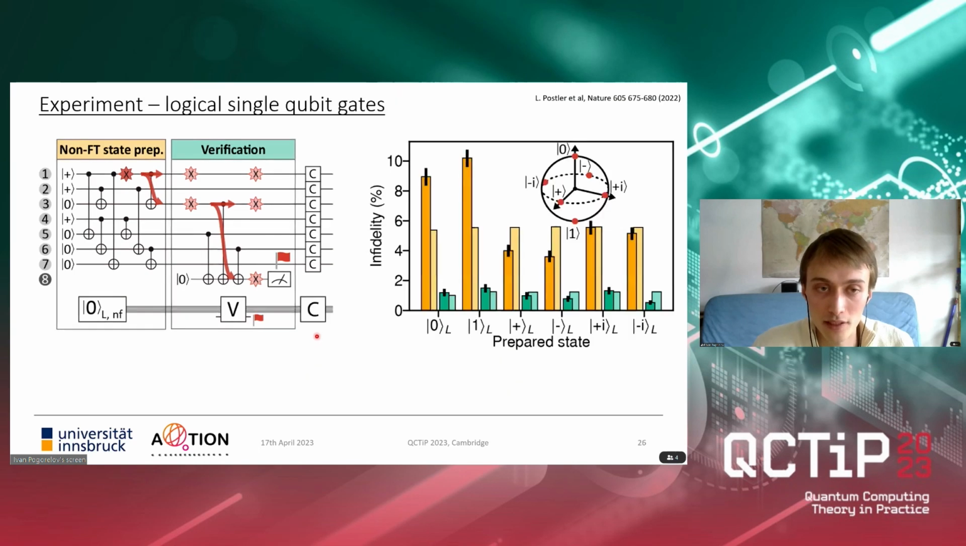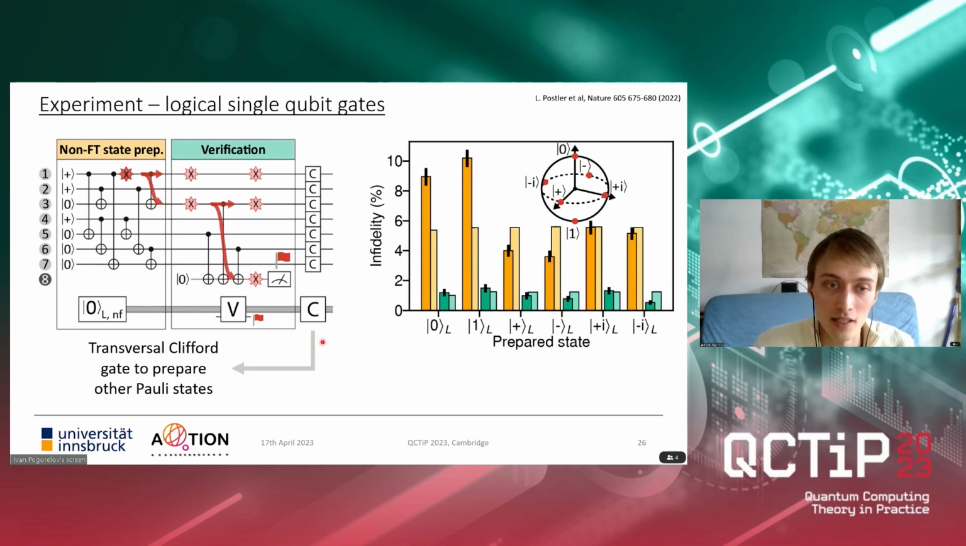So after we prepared our logical state, we can start applying gates. So we start with single qubit gates. As I said, we can do single qubit gates from Clifford group transversally. So we just apply it to each qubit. And like this, we can prepare different Pauli states with an average fidelity of around 99.